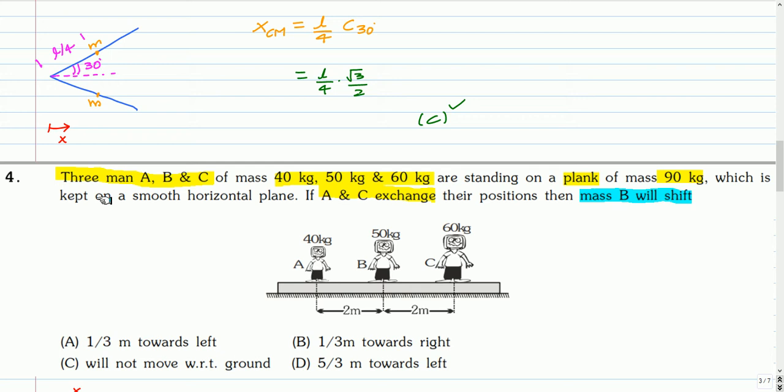This is the next question. 3 men A, B and C of mass 40 kg, 50 kg and 60 kg are standing on a plank of mass 90 kg, which is kept on a smooth horizontal plane. If A and C exchange their positions, then mass B will shift. You can pause and attempt this question.